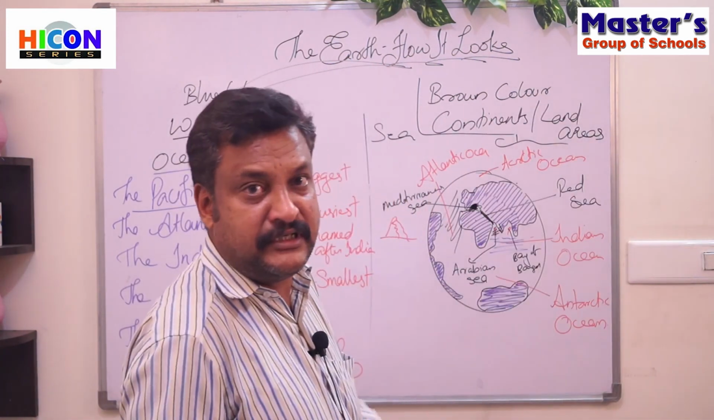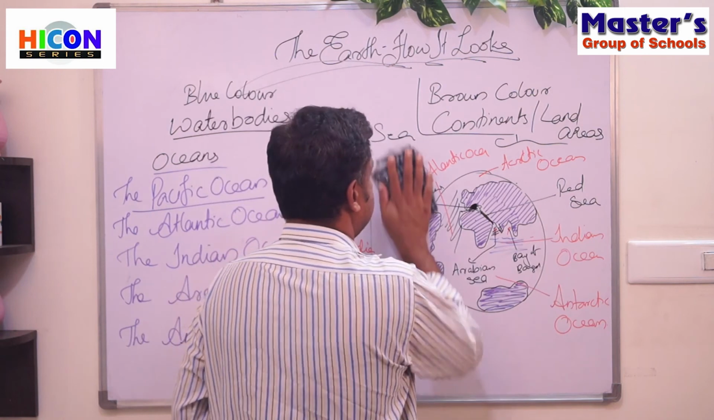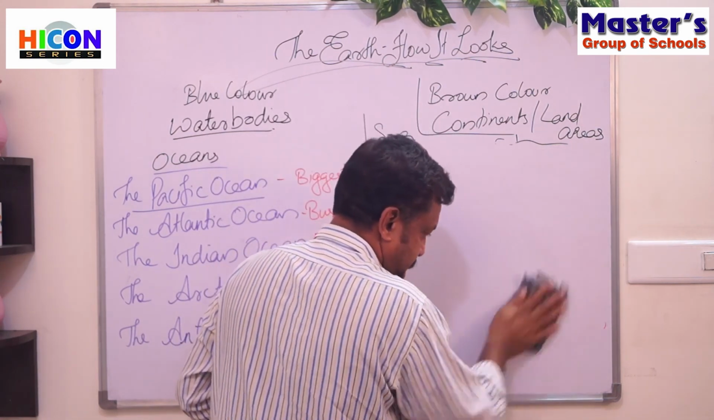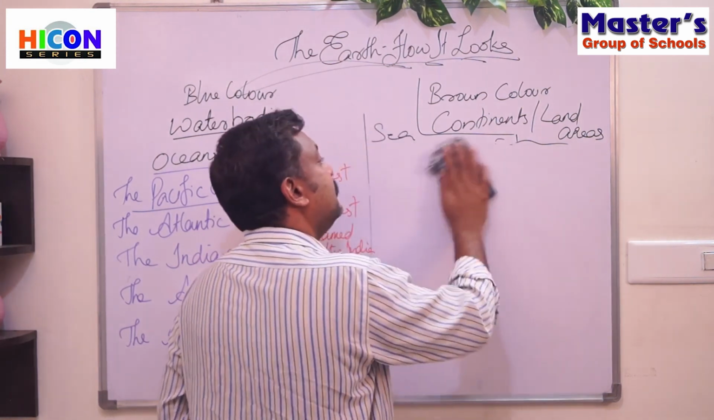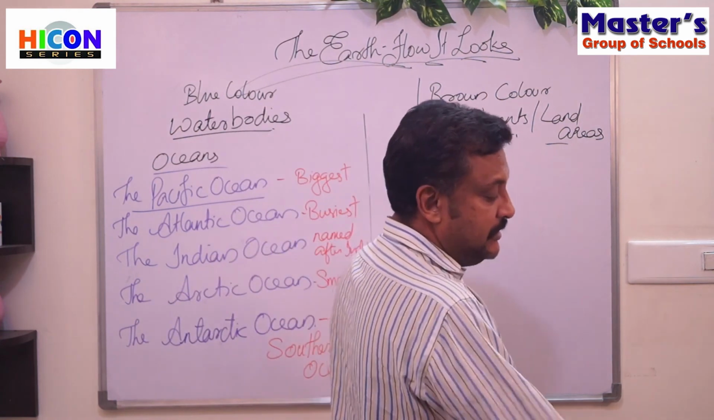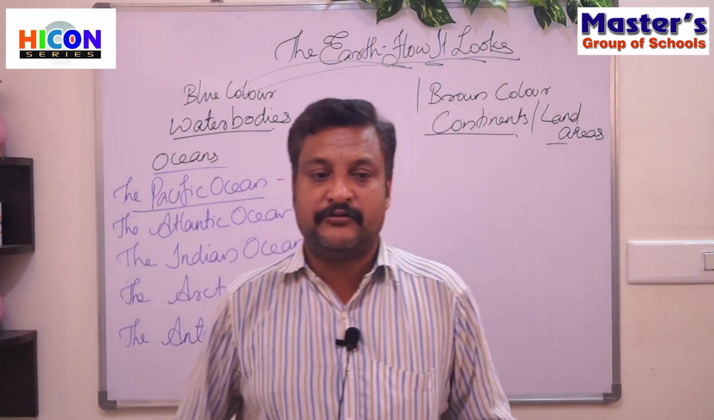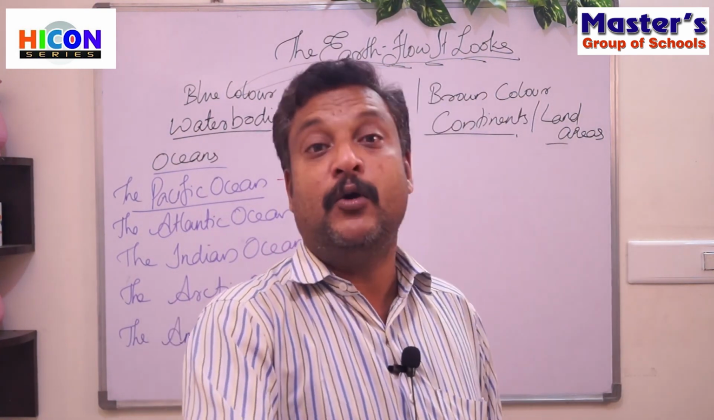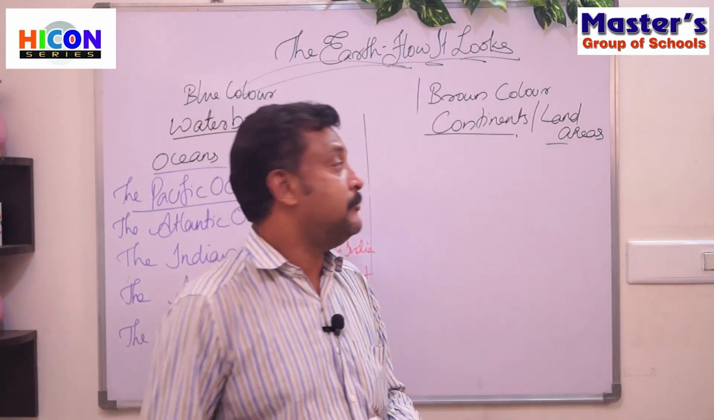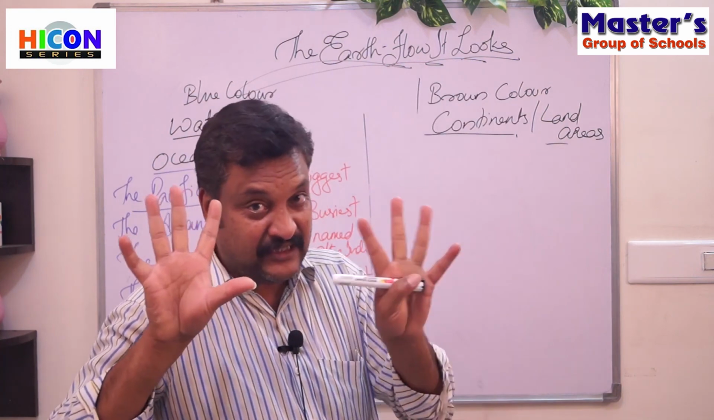Got this concept, isn't it? Yeah, I'll rub it off. So what is a continent? The huge land masses that are found in between the water bodies are called the continents. We have 7 continents.